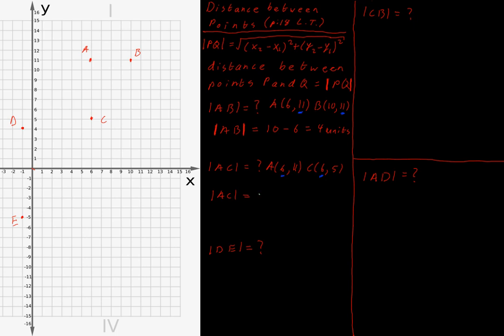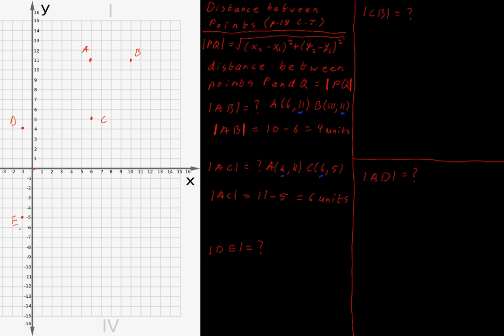11 minus 5. Now we don't tend to deal with negative lengths. So we are imagining that we're putting a ruler to this effectively. We wouldn't get a negative number from our ruler. So for lengths, we're not going to worry about negative numbers. We're always going to try and get a positive value for our lengths. And we're going to write in units if we don't know exactly what unit we're dealing with.